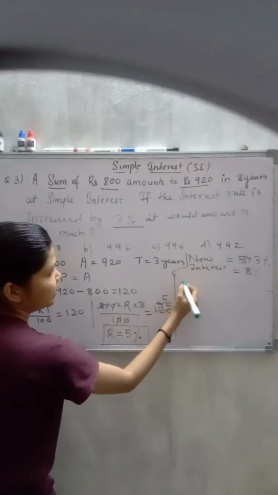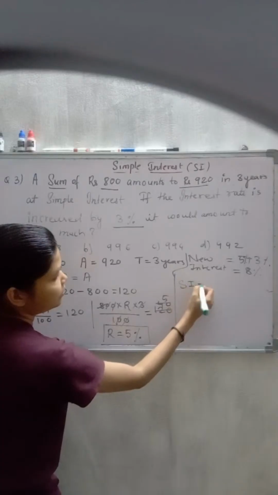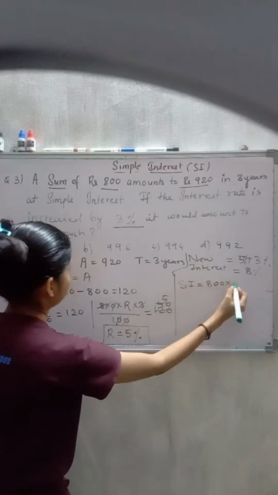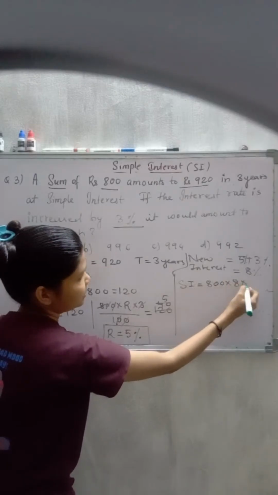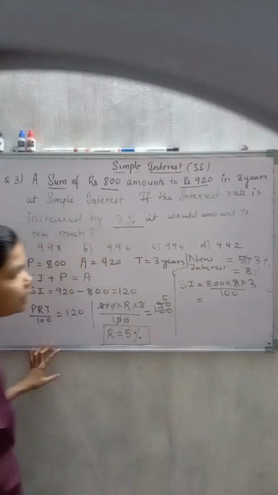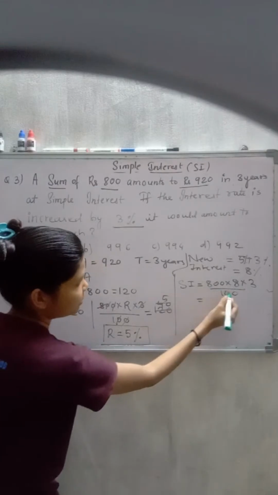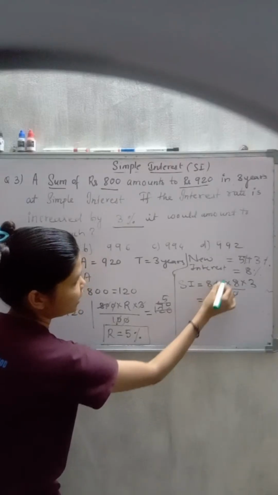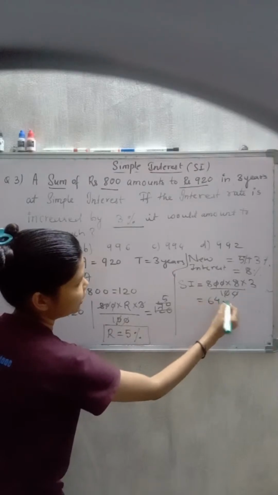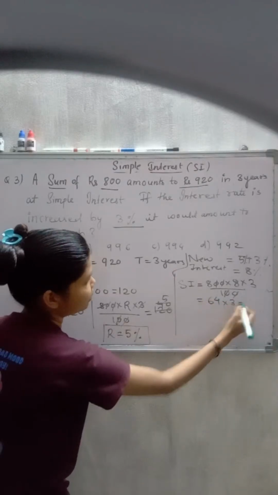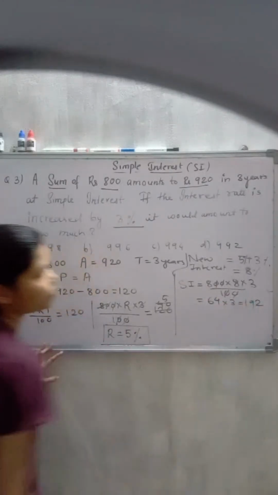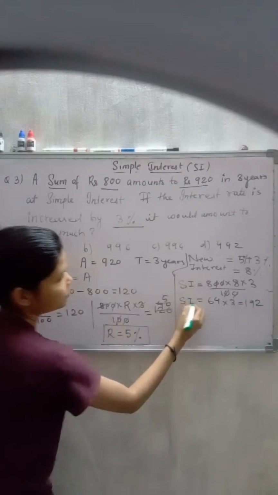So SI will be PRT by 100. So SI will be 0 0 cancel out. 8 8s are 64 into 3. 64 into 3, 4 3s are 12, carry 1, 18, 19. 192 will be the new SI.